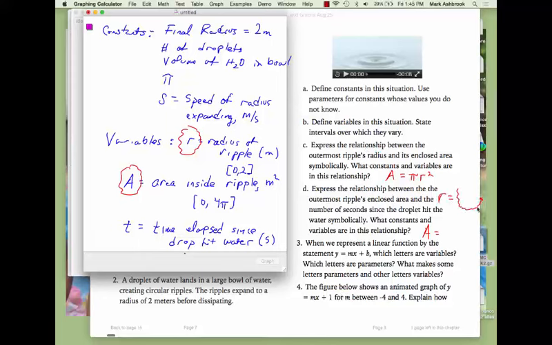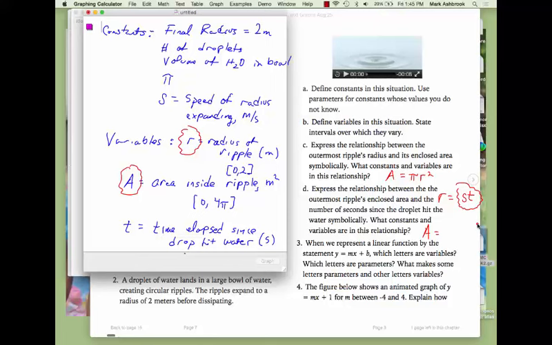So how can we write the radius, which is a distance, in terms of the time elapsed since the drop hit the water? Distance is rate times time, right? And what is our rate of our radius? S. And what is our time since it's started? T. So what they didn't ask for was radius related to time. That was the middleman that you had to come up with yourself. That wasn't an intermediate question. So you need the radius in terms of t.